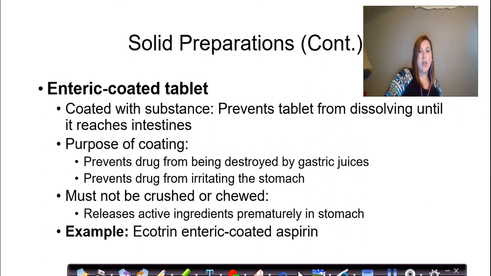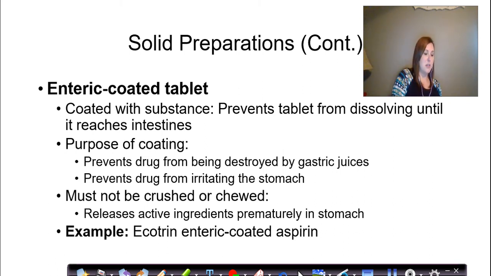Enteric coated, that is coated with a substance that prevents the tablet from dissolving until it reaches the stomach. It prevents the drug from being destroyed by the gastric juices so that it's not irritating to the stomach. You can't crush or chew these because it releases those active ingredients into the stomach prematurely.